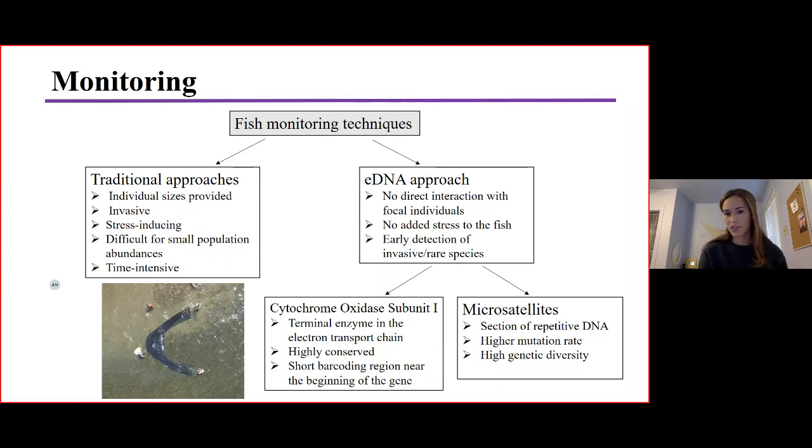So for my nuclear marker, I looked at microsatellites, which are sections of repetitive DNA. They tend to have a very high mutation rate. They have a lot of insertions or deletions of the entire repetition of DNA. So it's a lot higher genetic diversity. So it would just give information about the number of alleles present, and then using that, we could extrapolate the number of individuals that are present in a body of water.